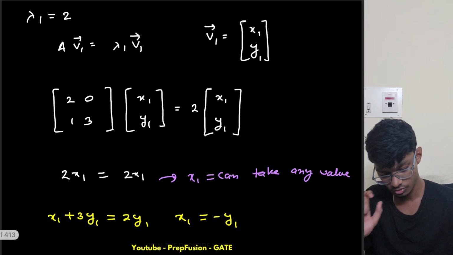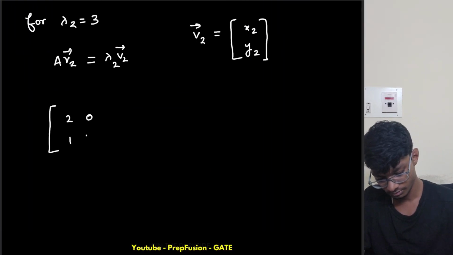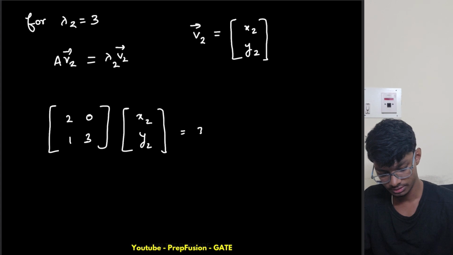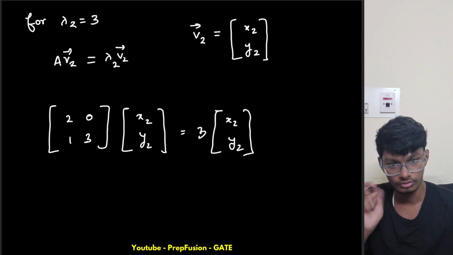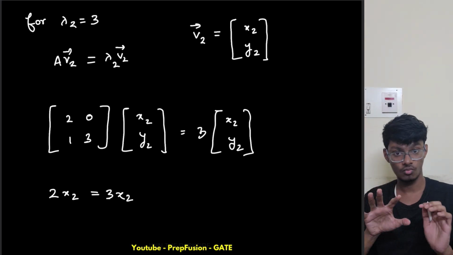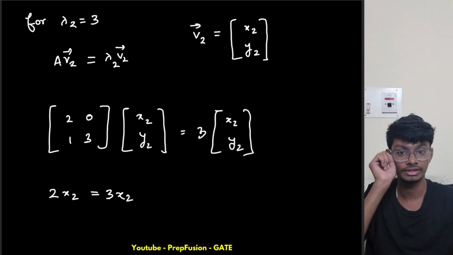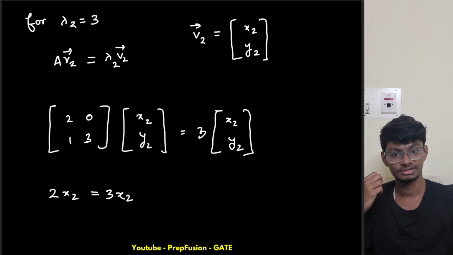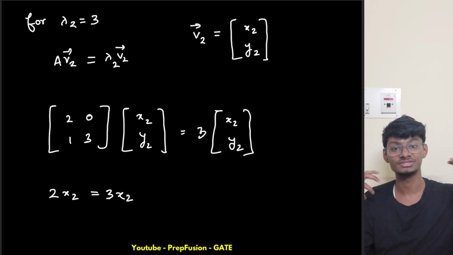A is 2 1 0 3, v2 is x2 y2, lambda 2 is 3 this time, and this is also x2 y2. Okay, so again I will solve the equations. So this is again 2x2 equals 3x2. Okay, so now can x2 take any value? No. Why? Because if I cancel x2 here, then 2 equals 3, and the equation becomes invalid.